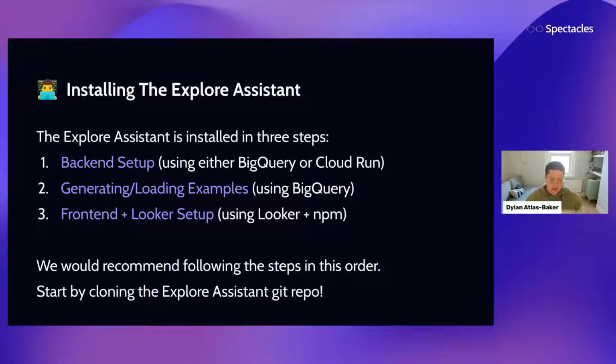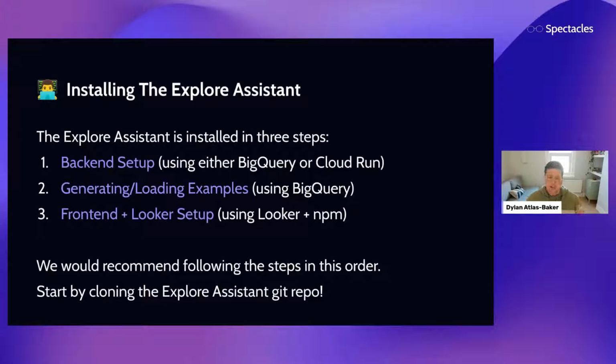The Explore Assistant is installed in 3 steps. They are the backend setup, which is either BigQuery or Google Cloud Run. I used BigQuery when I did it myself. It's just I have spent my life in data warehouses, and so deploying something to BigQuery felt the most natural, using SQL as the language for doing stuff. But you can deploy this in a couple different ways. There's then the generating and the loading of examples, which you load into BigQuery. And then there's the setup of the front end.